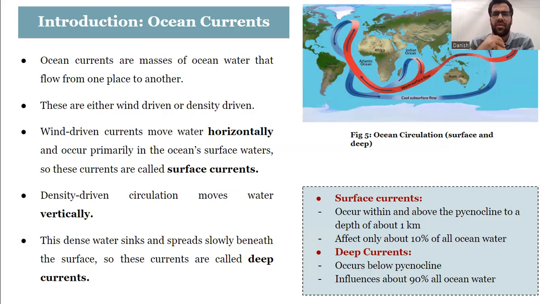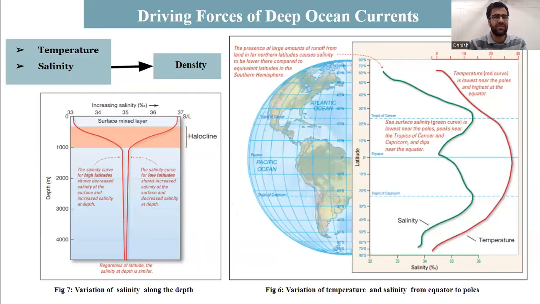Another thing about the surface currents is that they influence only 10% of the oceanic water, whereas the deep ocean current influences 90% of all oceanic water. Hence, we need to focus more on the deep ocean circulations. The driving force of the deep ocean circulation is, of course, the density, and the density itself is governed by the temperature and the salinity.